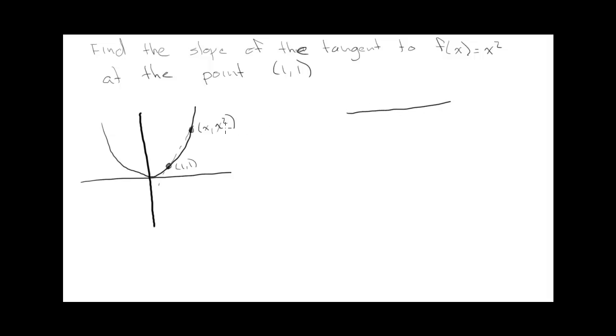So that'd be y2, which would be x squared, minus y1, which is 1, all over x minus 1. So m equals, but we're going to take the limit as x goes towards, so as this is x, this is 1, so we want x to approach 1. Okay, so now we just need to evaluate this limit, which we saw how to do previously, right?